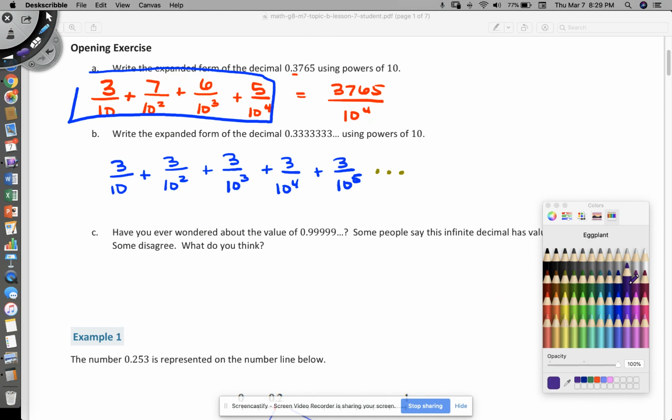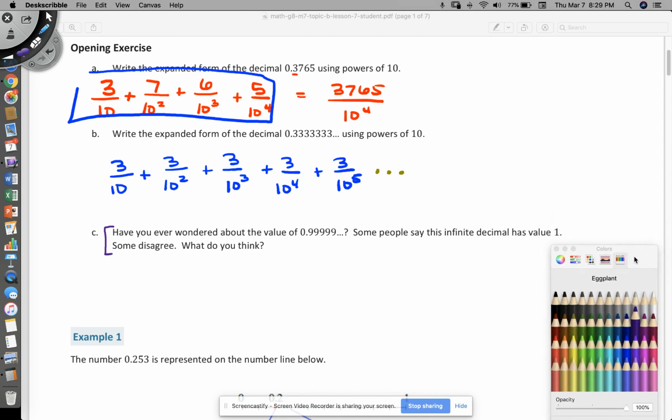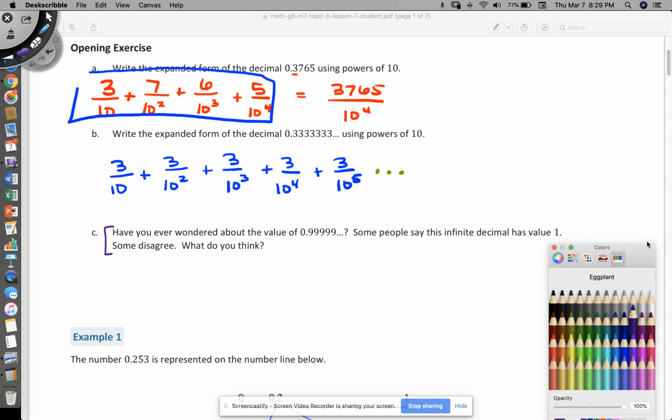Same thing with the repeat nines, okay? But this one has a question first before we really dive into it. Have you ever wondered about the value of 0.99999 repeating? Some people say it's an infinite decimal, and it has a value of 1. Some disagree. What do you think? So some people think it's infinite, which it does go on forever, and its decimal has a value of 1. So they're saying that this whole thing would equal 1, but some people disagree. So I'm going to give you a second to write down your own opinion. What do you think about this number here?